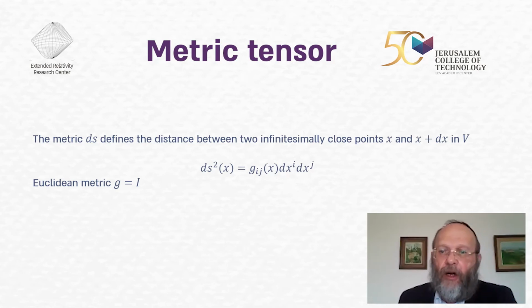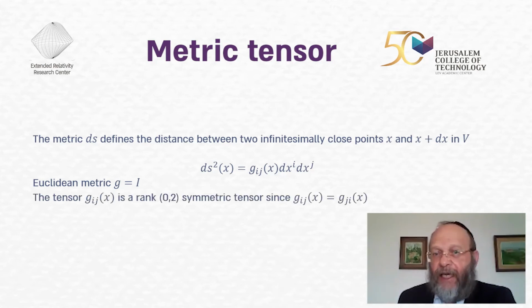If you want to work on the globe, then one of the dx's will be the radius of the earth times d theta. The other one will be cosine theta times d phi times the radius of the earth. It already depends on the point. And you get once more the Pythagorean theorem, since the two vectors are perpendicular locally. So in general, the metric is of this form. But the two indices are lower indices, so g_ij is a rank (0,2) symmetric tensor.